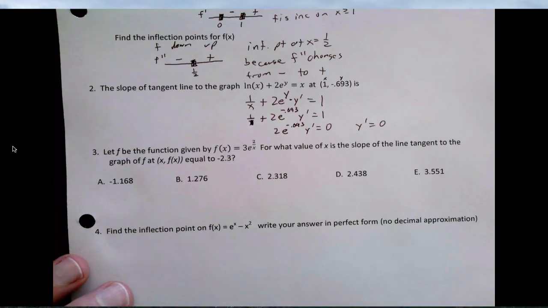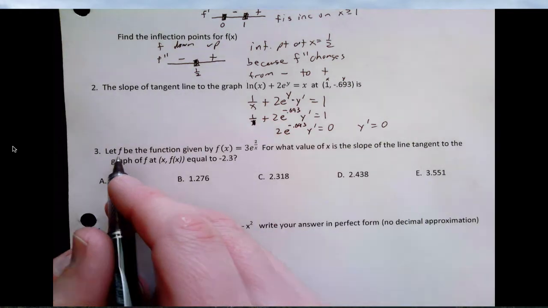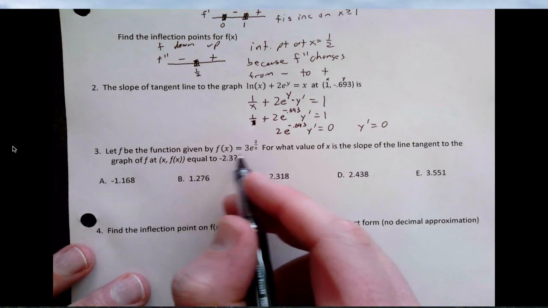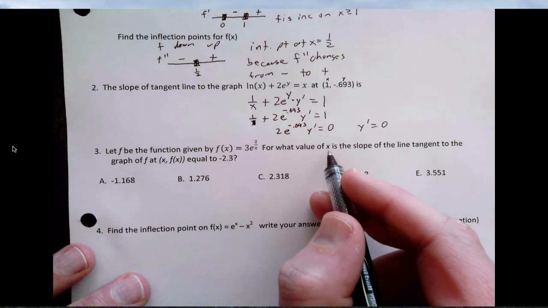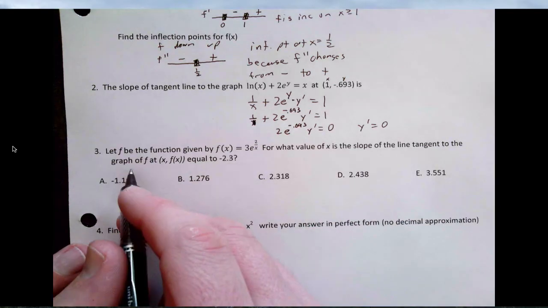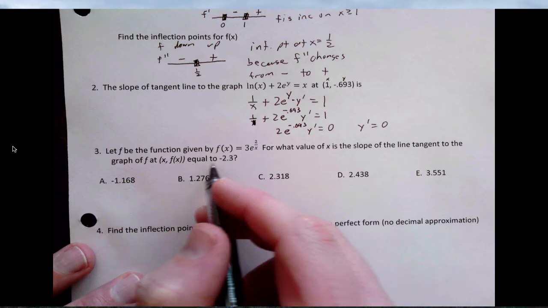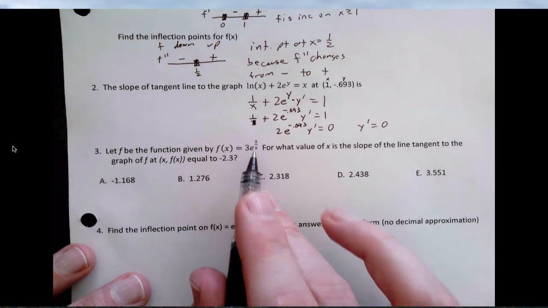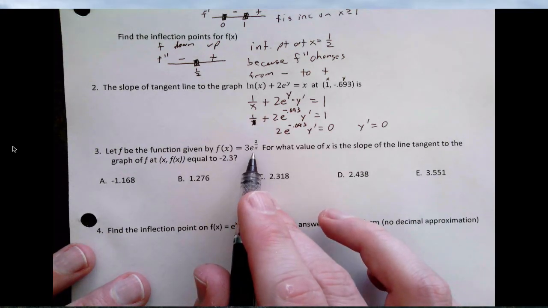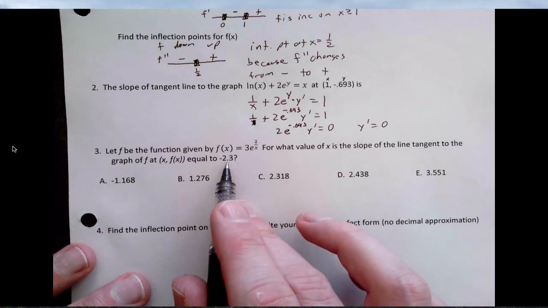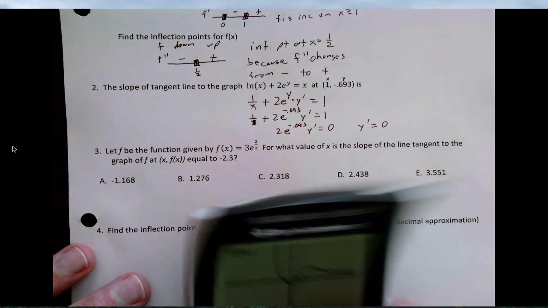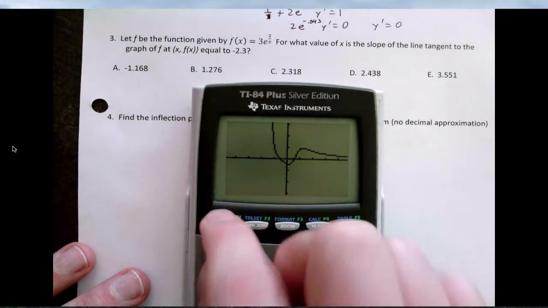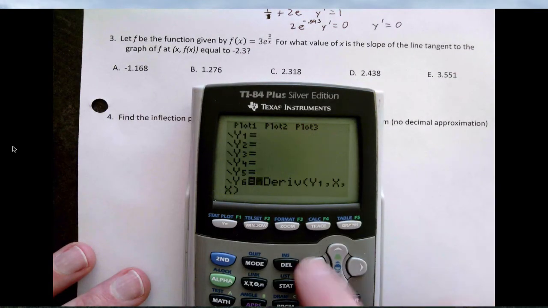All right, next it says let f be the function given by this function right here. For what values of x is the slope of the line tangent to the graph of f at this point equal to this? So I'm looking for where the slope is equal to that. There's two ways to do it. One way would be to do the derivative and then set that equal to negative 2.3 and solve. Another way is to use the graphing calculator and guess and check. When I say guess and check, I mean try the five values.